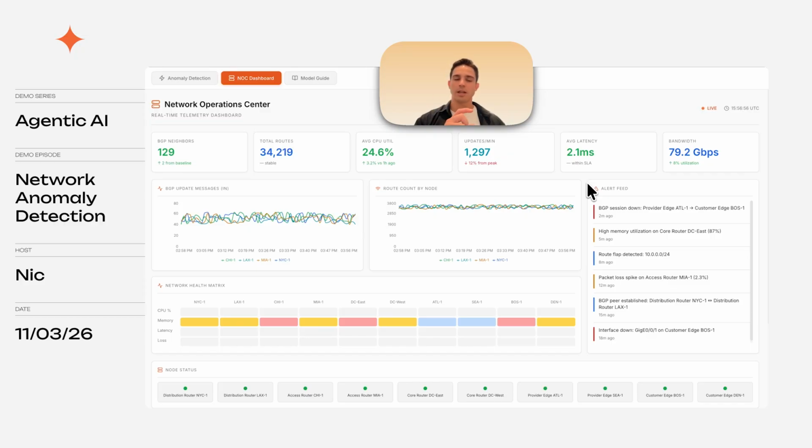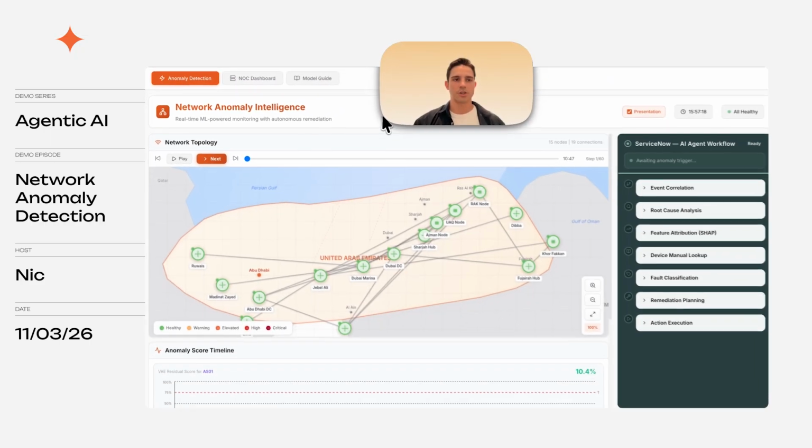So what we wanted to showcase was an end-to-end solution which uses very simple data processing all the way through to analytic solutions, to statistical modeling, to machine learning, all the way through to agentic AI, which is what we've got today. So let me switch over to the Anomaly Detection Hub.